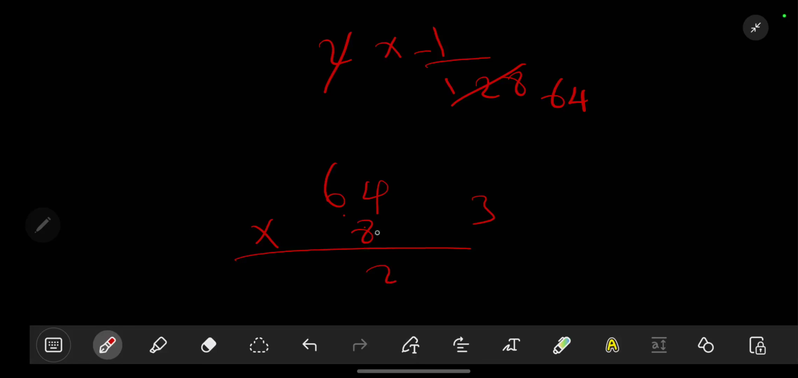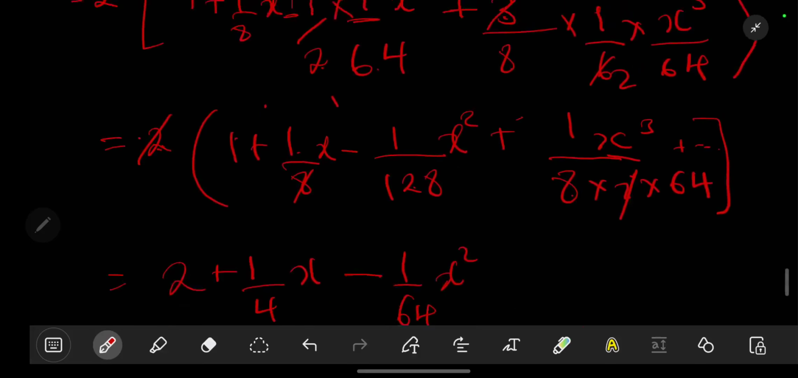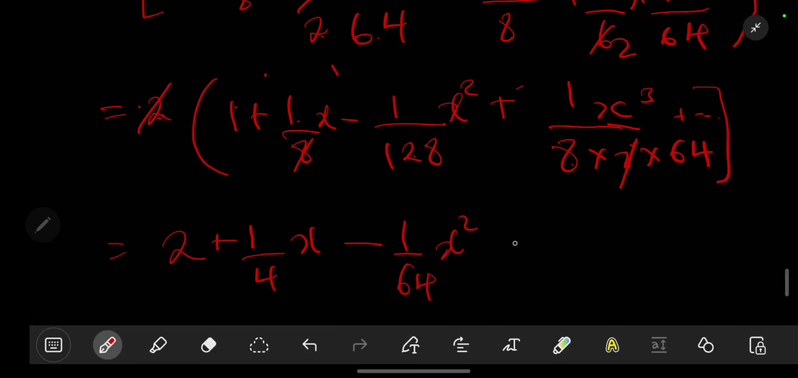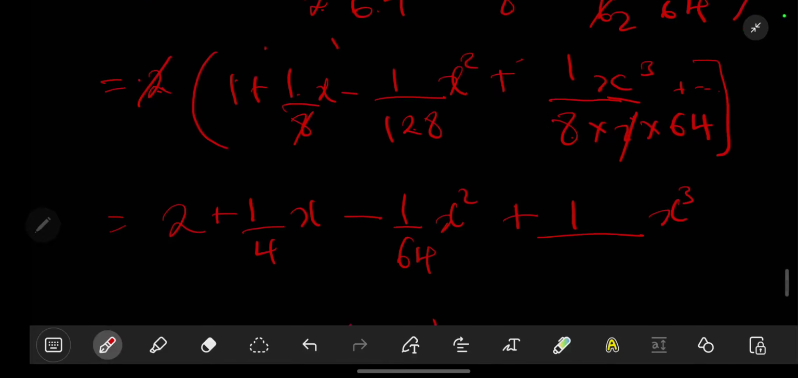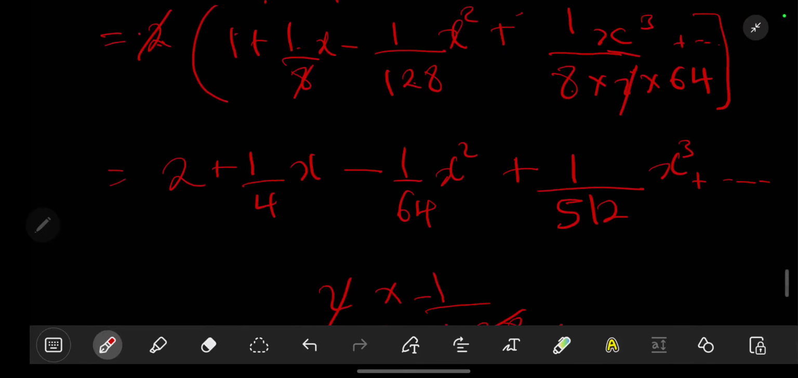So 2 remainder 3. 8 times 6, it will be 48. 48 plus 3, that's 51. So we are going to have 512. So we are going to say plus our 1 over 512 x to the power 3. Then we are going to say plus dots, dots, dots. It's going to continue like that. So that is the expansion for that problem.